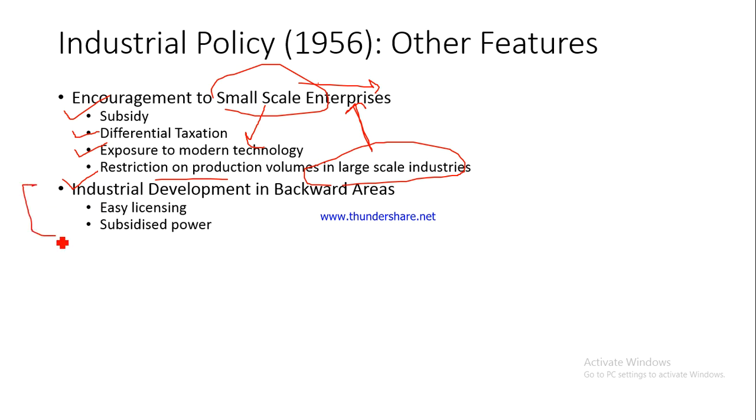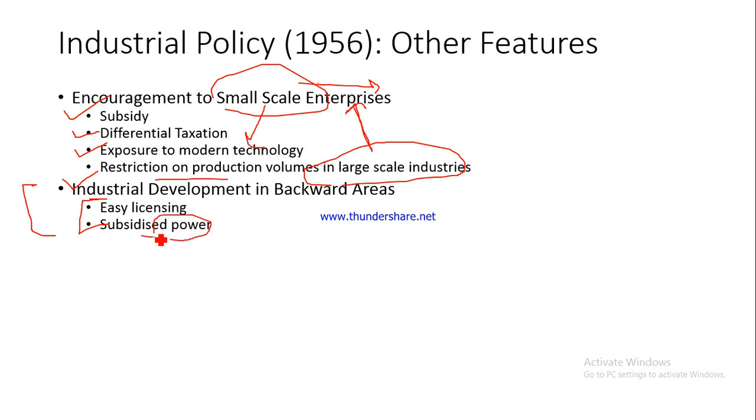proposed how it would try to develop the backward areas industrially, how to encourage industries to set up their units in backward areas. So it was said that the licensing conditions would be eased. If a particular firm wants to set up a particular unit in an industrial area, in a backward area, then the licensing conditions were relaxed for them. Not only this, many a times they were given subsidies. For example, subsidized power was provided to them.